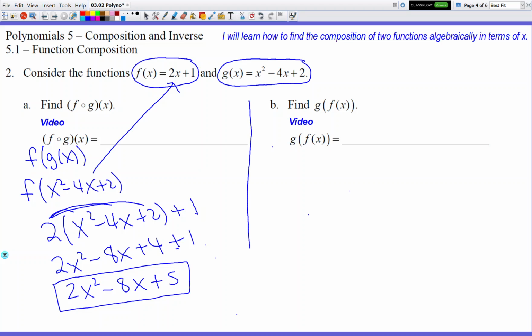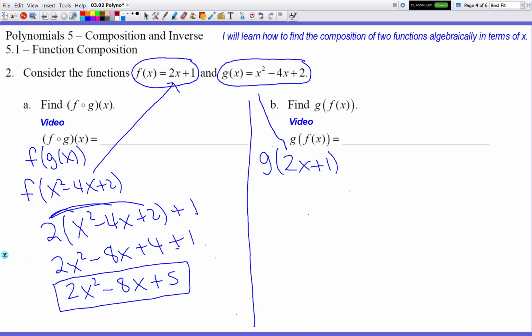Okay, so let's go on to problem B. Alright, so now it says plug f into g. So when I rewrite this problem, it's going to be g parentheses, and I'm not going to write f of x, I'm going to write what f of x is, which is 2x plus 1. And here's where you're going to hate it, because now we're going to go to function g, and everywhere I see an x in function g, I'm going to replace it with 2x plus 1.